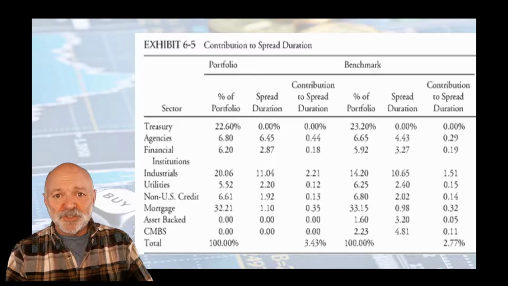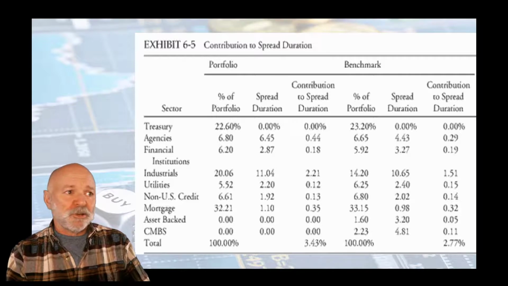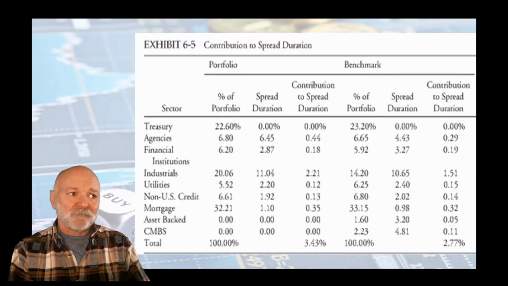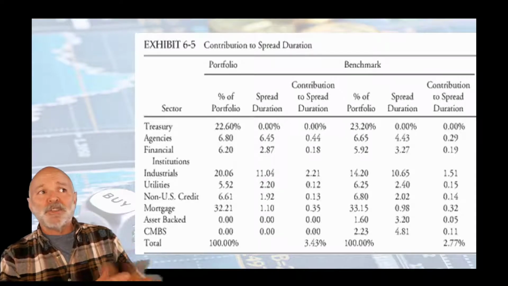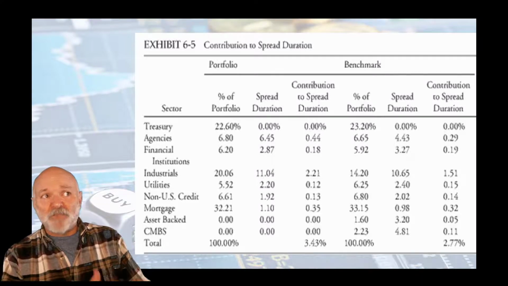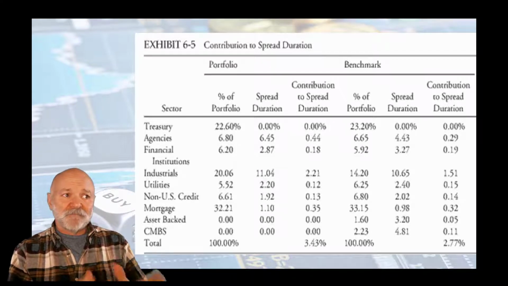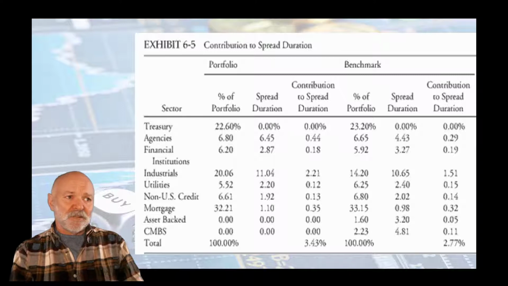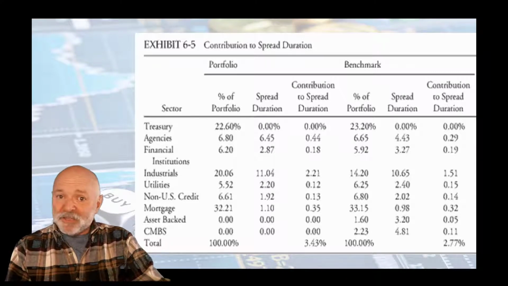Average industrials, across all of the different ratings, about 11%, utilities about 2.2%, and so on. So you can see that if we take a look at our portfolio, we have about 22% in treasuries, about 6.8% in agencies, 6.2% in financials, 20% in utilities. We've got about 32% in mortgage-backed securities. Compare that to the benchmark.